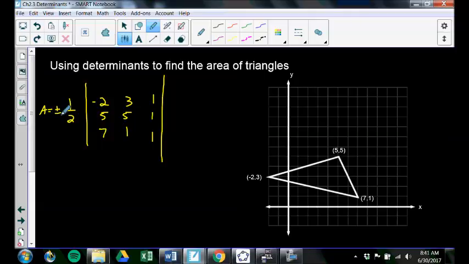So I should make it clear, determinants can only be found in square matrices. Determinants only work in square matrices.